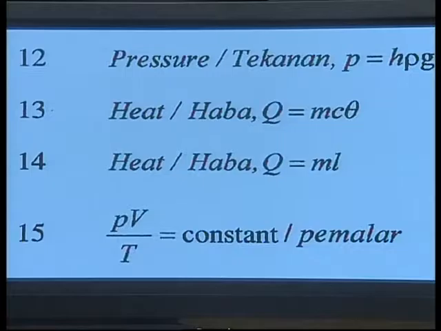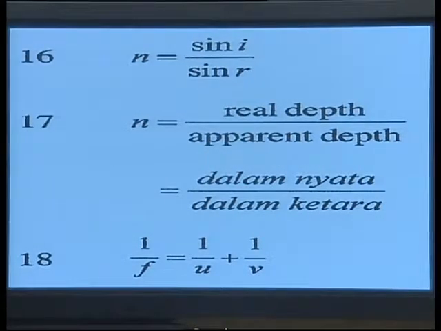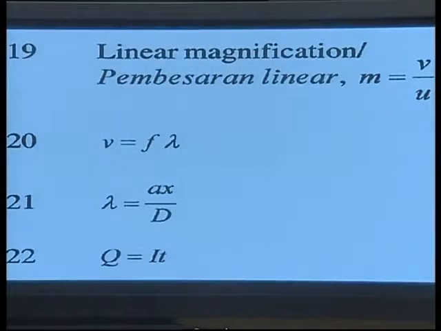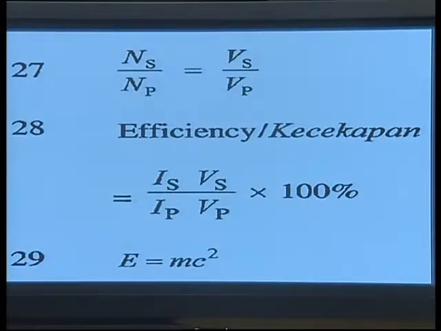Pressure, heat, PV over T equals the constant. This runs through actually all the Form 4 and Form 5 work. Alright? So make sure that you know the formula very well inside out, so that on the day of the examination, you won't just look at the formula with your mouth wide open, and then the formula looking at you. You'll be in trouble. Alright?